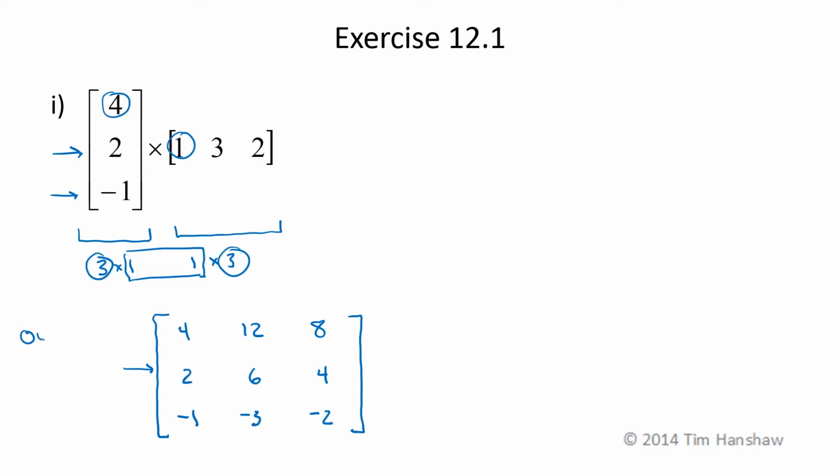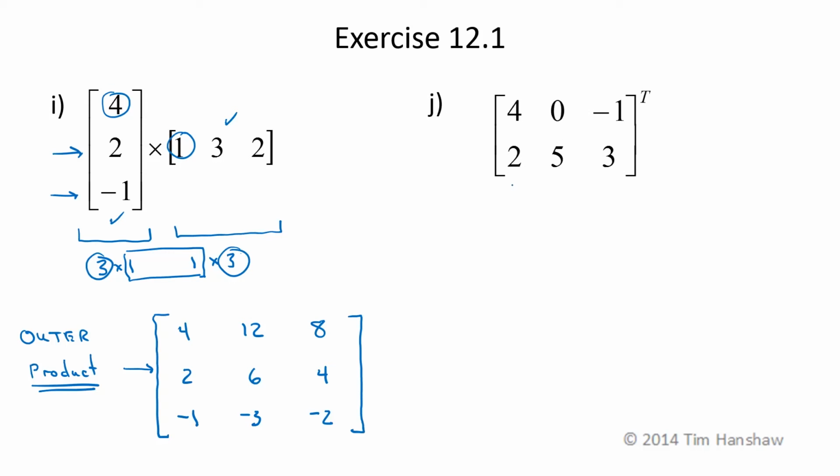This is actually called an outer product, which is the result of multiplying a column vector times a row vector. Now I want to take the transpose of this matrix. This matrix has 2 rows and 3 columns. Since a transpose just exchanges rows and columns, my result is going to have 3 rows and 2 columns.